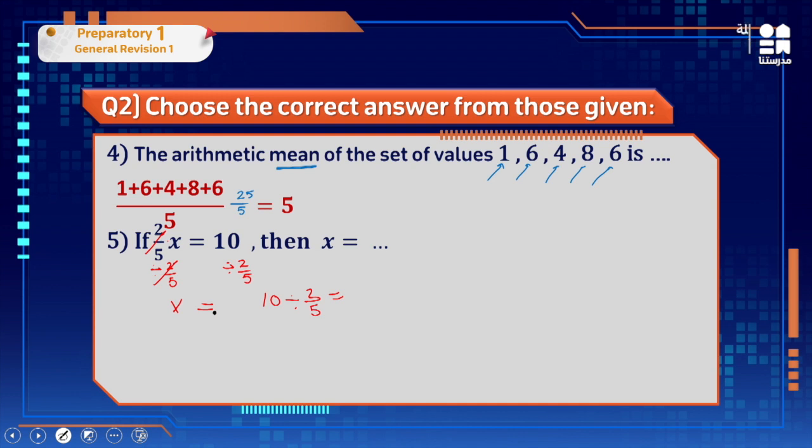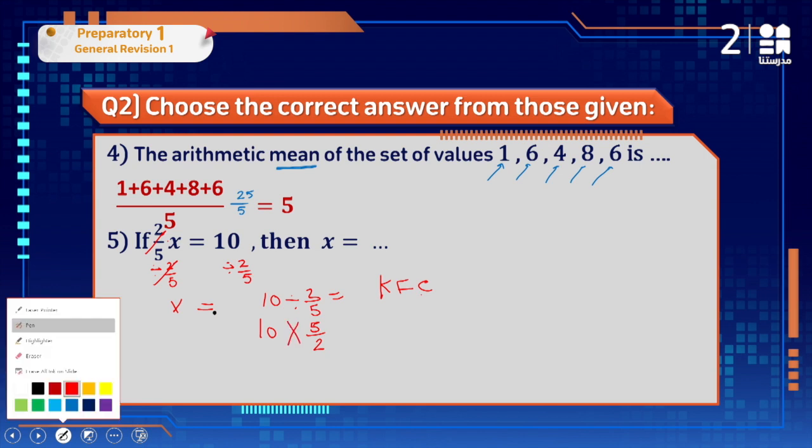And when you divide, do you remember KFC? Keep the first one as it is. Flip the second one. So it will be 5 over 2. And C is for change division to multiplication. So it will be, this 10 is actually over 1. No denominator for it.